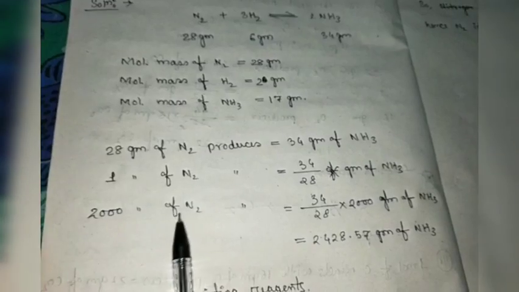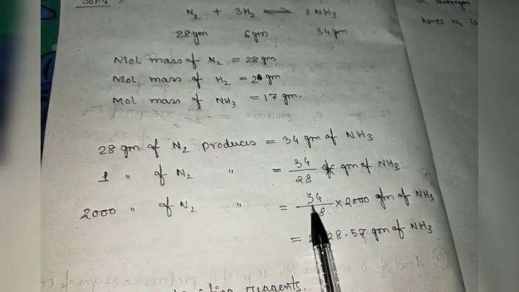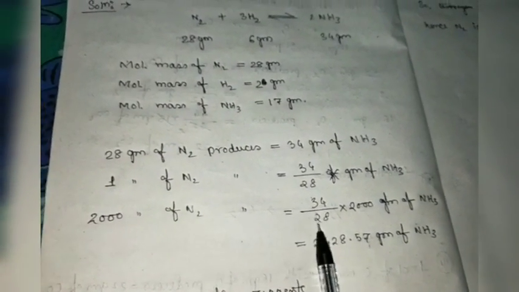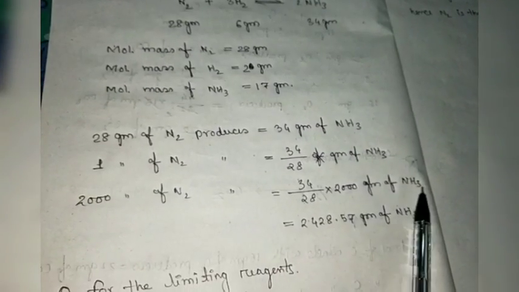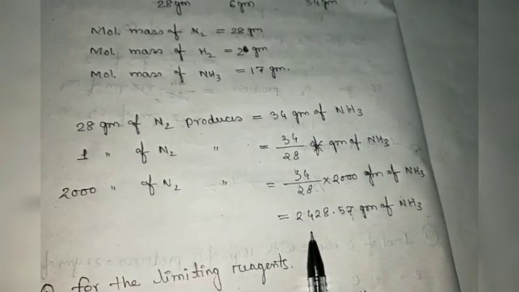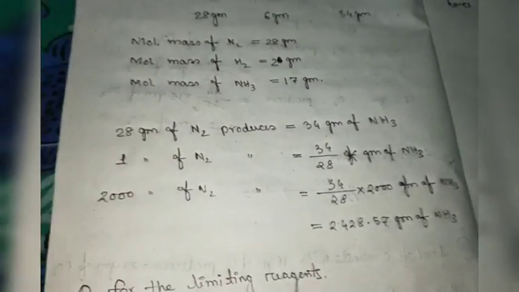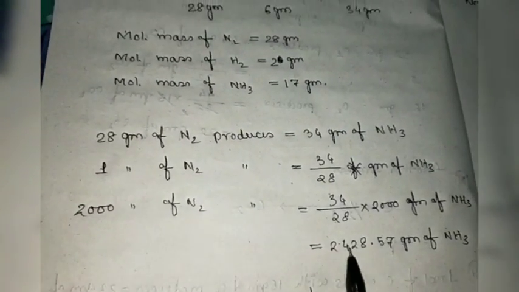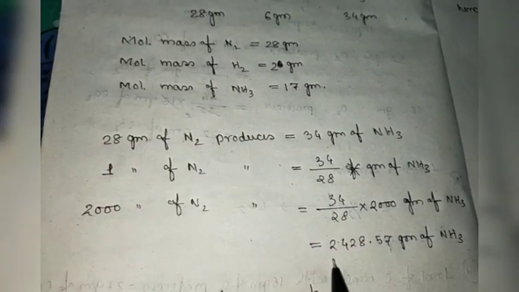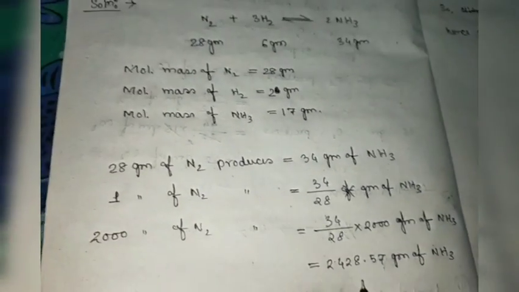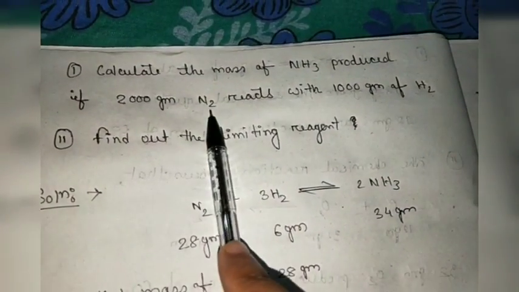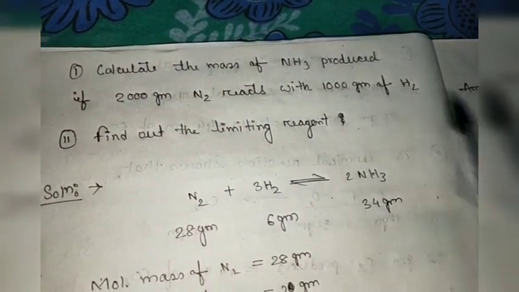So 1 gram of nitrogen produces 34 by 28, and 2000 gram of nitrogen produces 34 by 28 into 2000 gram of ammonia. This is 2428.57 gram of ammonia. So this is the amount of ammonia produced when 2000 gram of nitrogen reacts with 1000 gram of hydrogen.